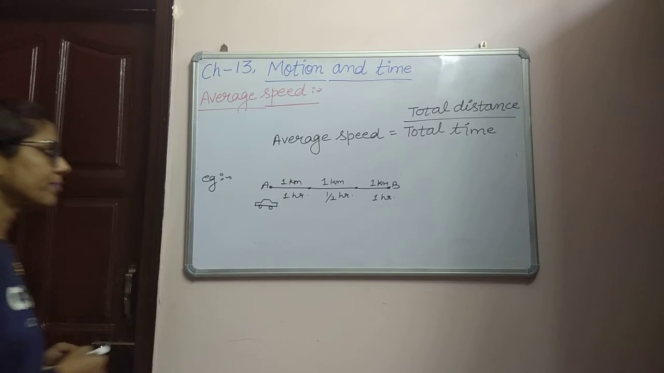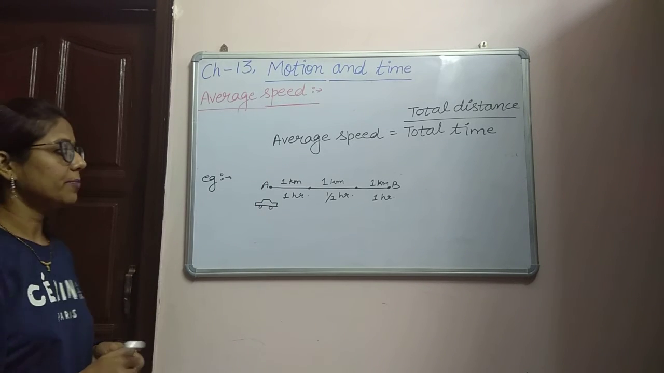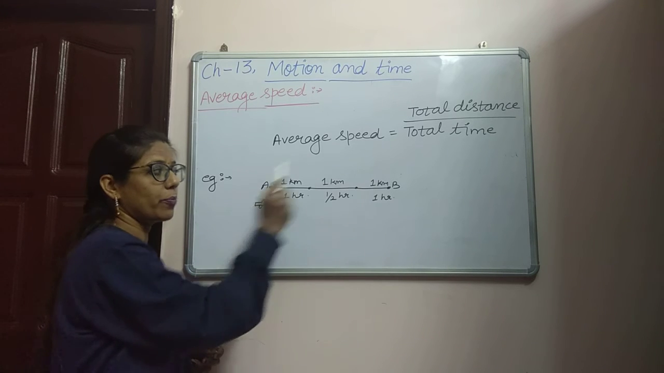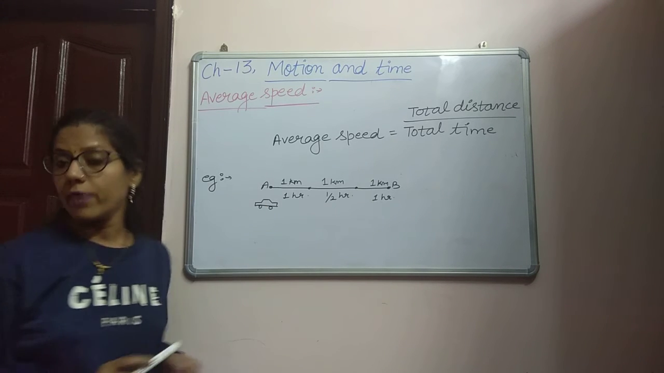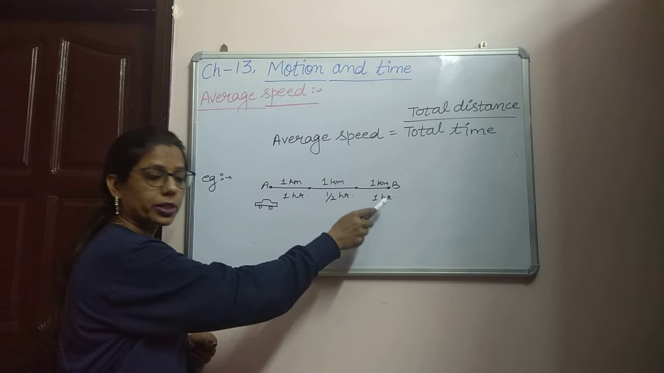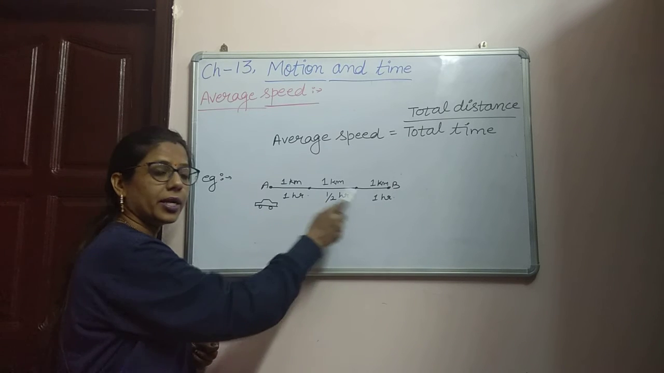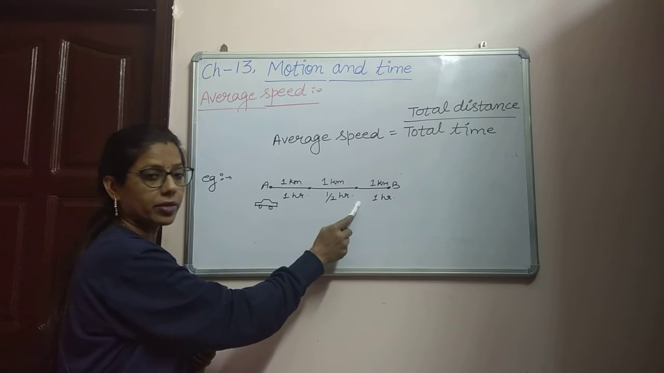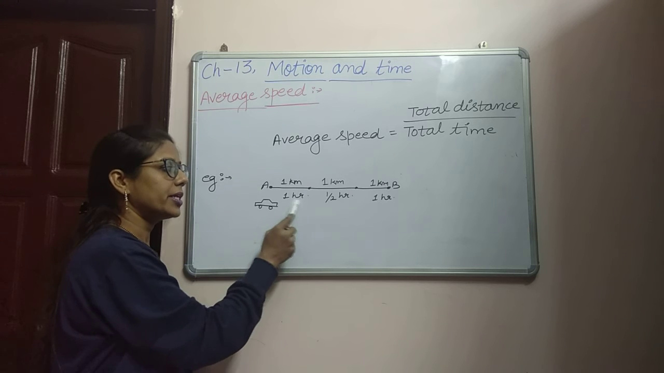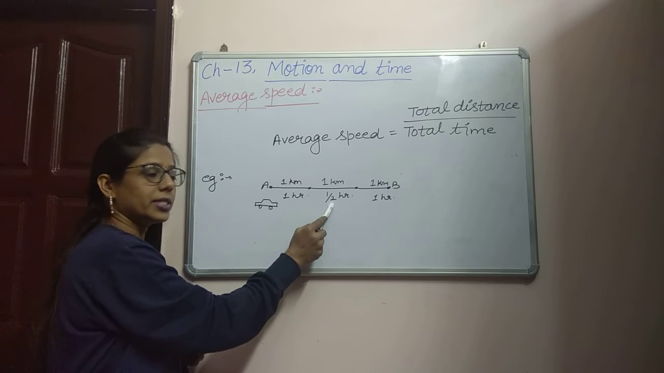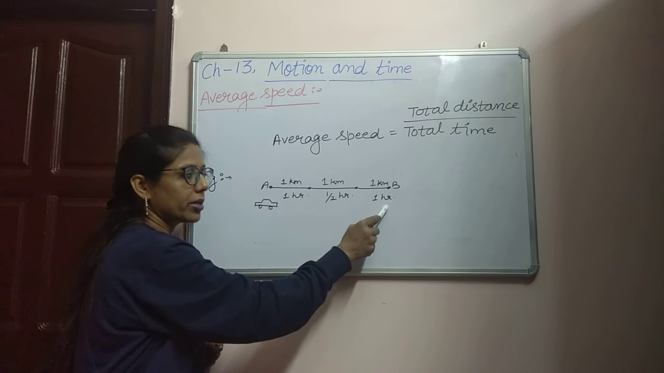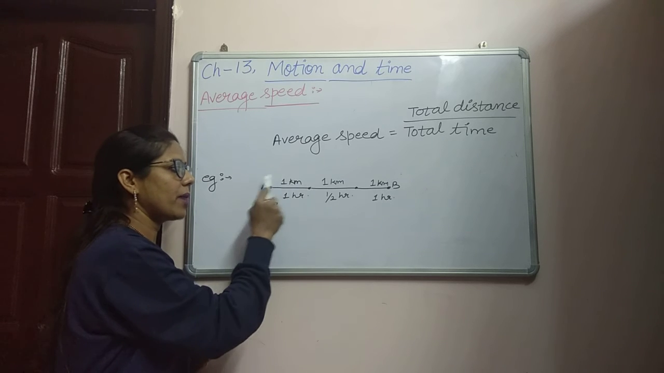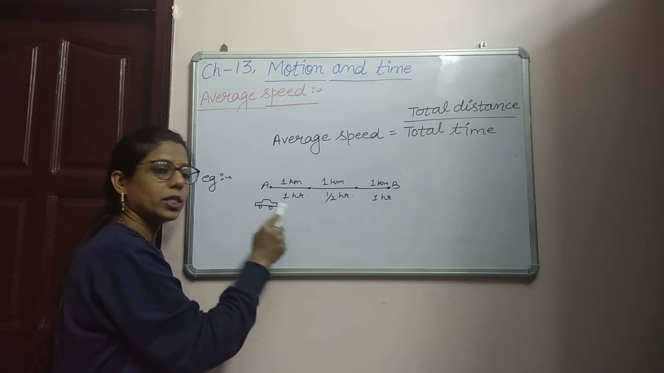So again there is one example you can see. Maybe this is an object and it has to reach from point A to point B. And from reaching point A to point B, again and again it is covering 1 kilometer, but it is taking an unequal interval of time. First it is taking 1 hour, now it is taking half an hour, and now it is taking 1 hour.